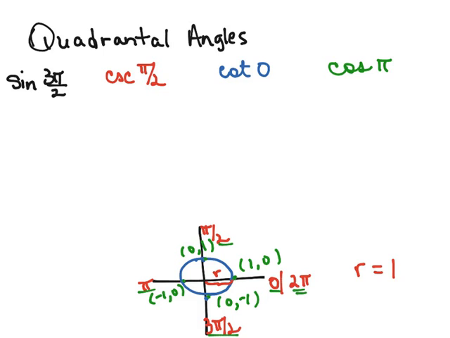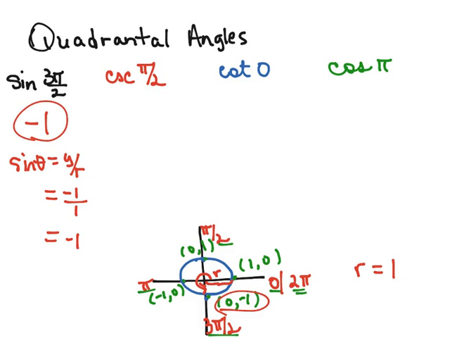So the first example asks us to find the sine of 3 pi over 2. If we go around to 3 pi over 2, the ordered pair we're looking at is 0, negative 1. Using our unit circle definitions, the sine is equal to the y value in the ordered pair, so the answer is negative 1. If we use our definitions that we've been talking about today, the sine of theta is equal to y over r, and y is negative 1 over 1, which is also negative 1. So however you want to think about it, the sine of 3 pi over 2 is negative 1.